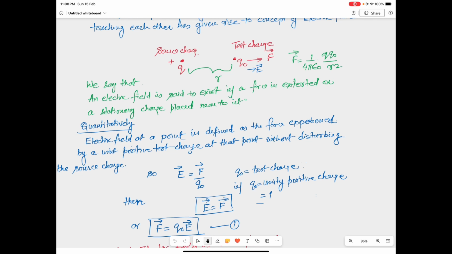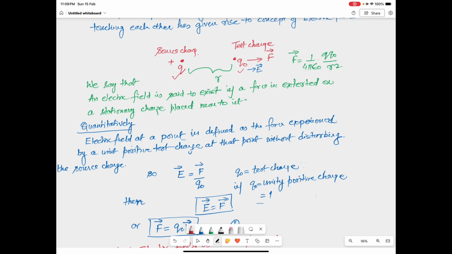Quantitatively, we describe electric field at a point as the force experienced by a unit positive charge, if there is a unit positive charge at that point, without disturbing the source charge. If this is the source charge, I will take this as a source charge, and this is a test charge. So if I am putting a test charge without disturbing the source charge, we see that there is an electric field which is existing because of the charge q onto the test charge.